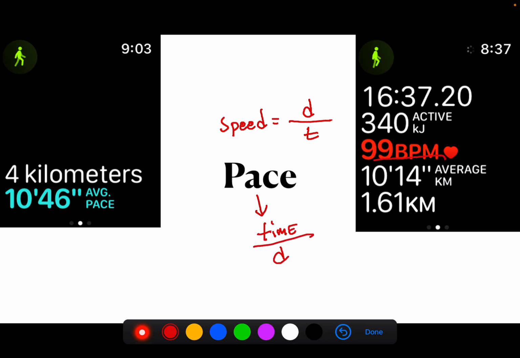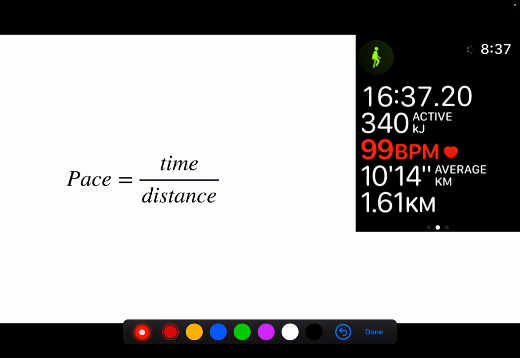So for instance, you could see here on my Apple Watch, it was telling me my average pace. My pace was 10 minutes and 14 seconds per kilometer. So time, the 10 minutes, the distance, 1 kilometer. So mathematically, you're going to write out the formula for pace as pace equals time over distance.